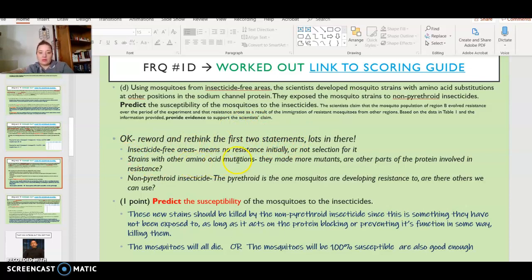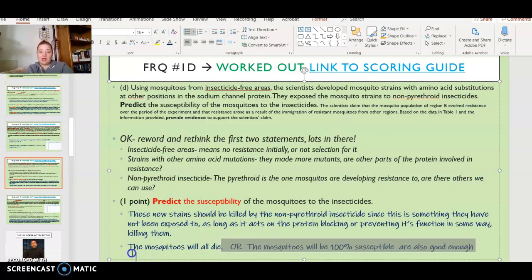So strains with other amino acid mutations. So they've got more mutants. Other parts of the protein maybe are involved with resistance or susceptibility to something else. So non-pyrethroid insecticide. The pyrethroid is what the mosquitoes are developing a resistance to. So is there some other chemical that we can get to kill the mosquitoes? Okay. So predict the susceptibility of mosquitoes to these new non-pyrethroid insecticides, like they should die. Right? That's what they said.